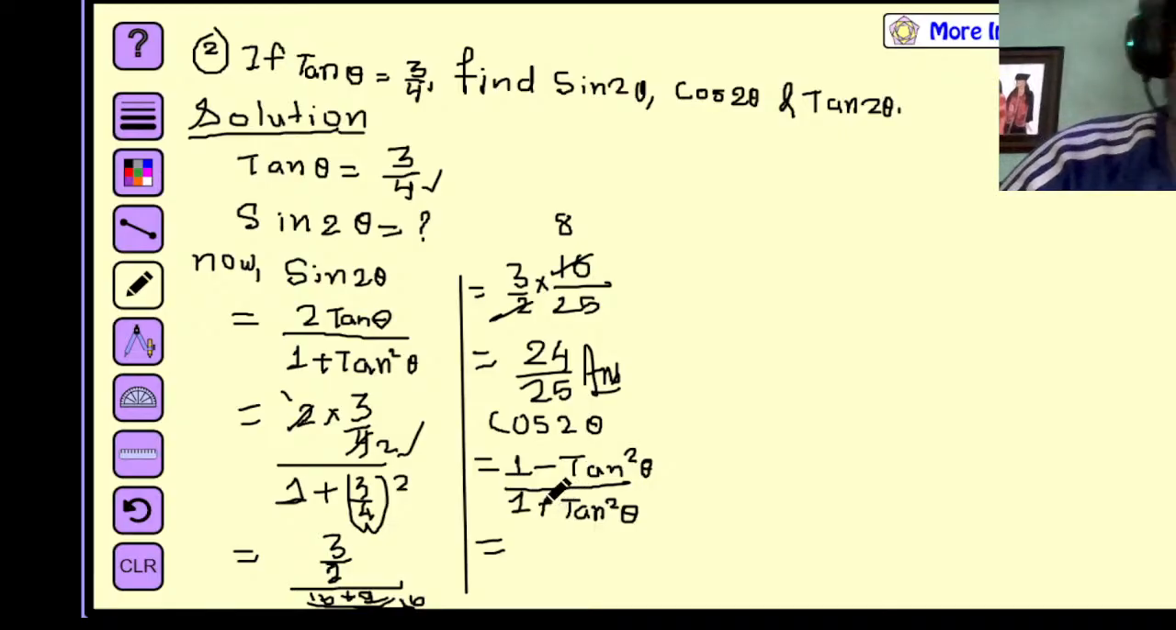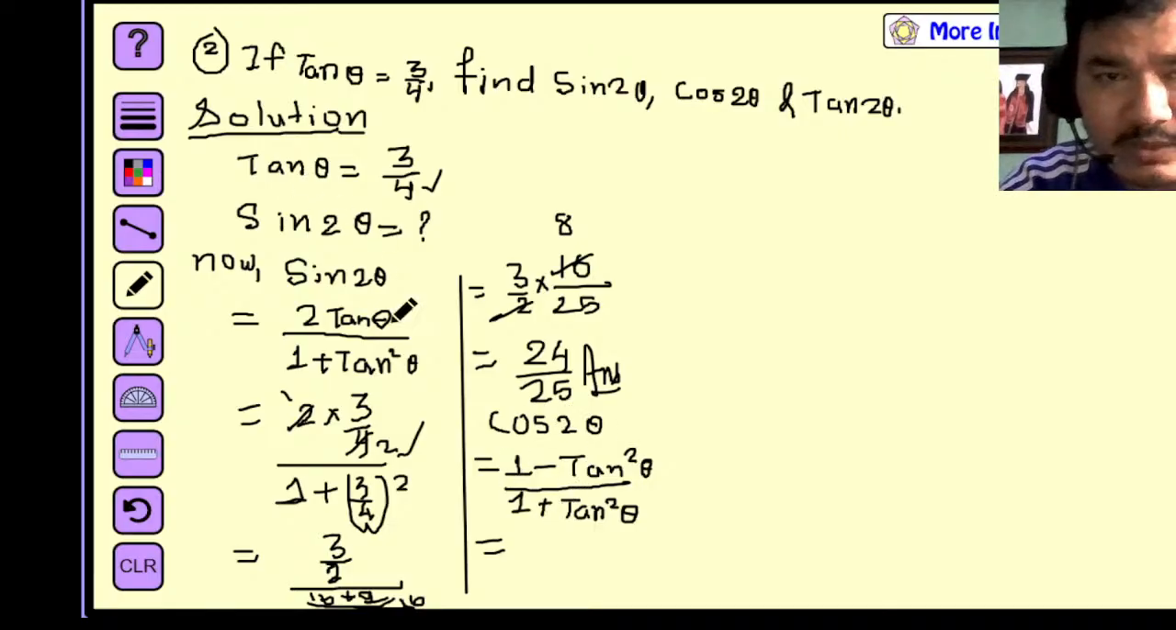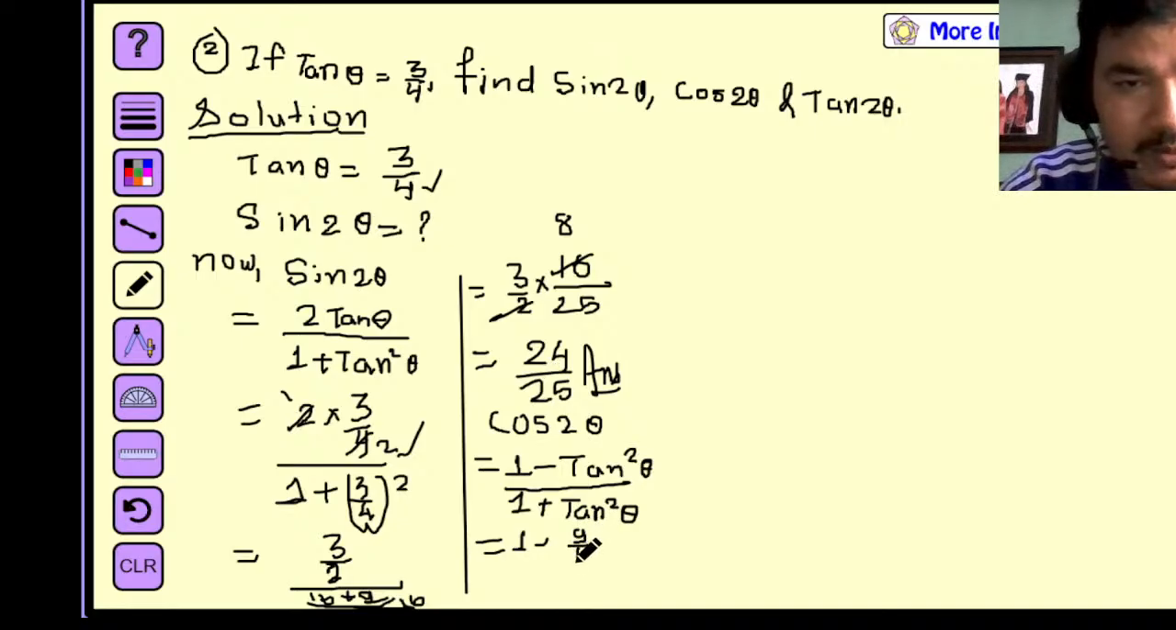Now we can put the value of this tan theta, because we have already got it here. 1, then tan theta squared, so if you do the square of this, here will come 9 by 16, and down also there will be 1 plus, if you do the square of 3 by 4, that will also come 9 by 16. Right here 9 by 16.